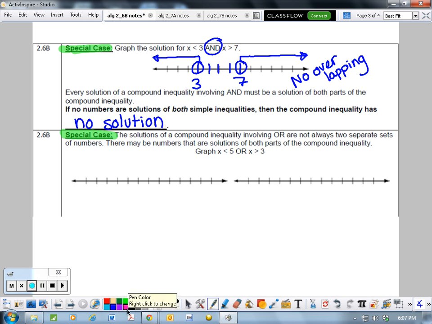Okay, so we have another special case. Graphing solutions of a compound inequality involving OR are not always two separate sets of numbers. There may be numbers that are solutions of both. Okay, so I'm going to go ahead on this first graph. I'm going to graph x is less than 5. And then I'm going to go ahead and graph x is greater than 3. So 4, 3.